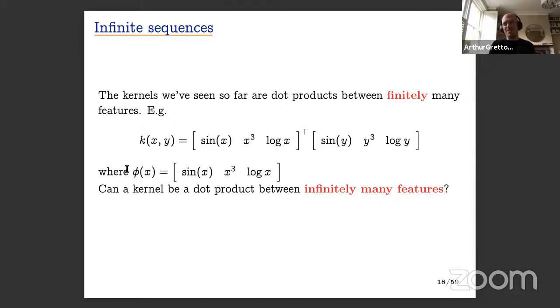Actually, before I do that, are there questions so far? Has anyone raised their hand yet? Not yet. Okay, good.